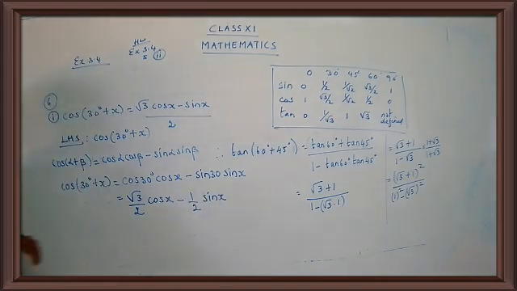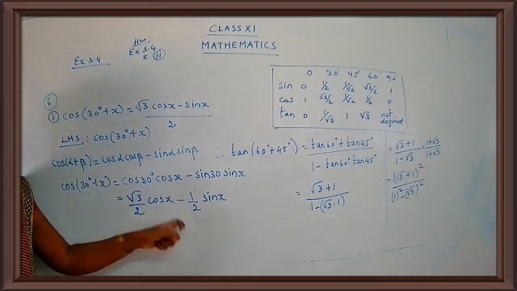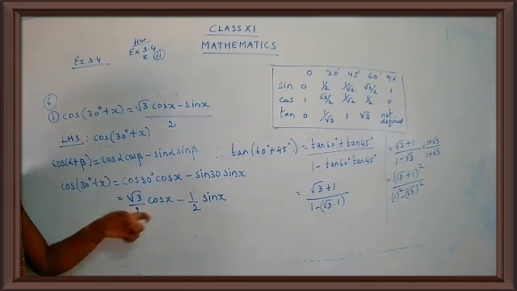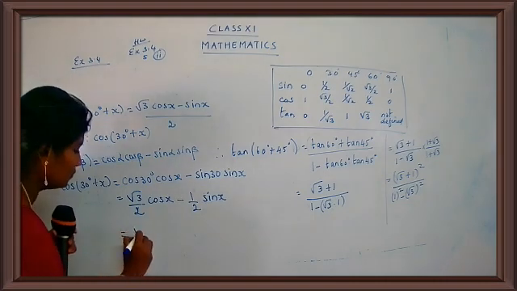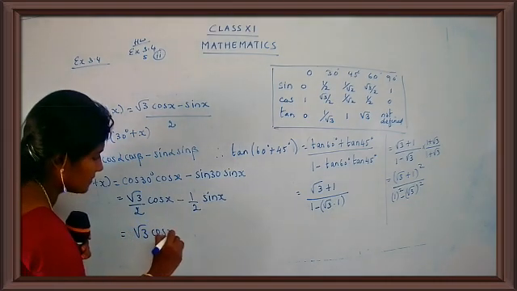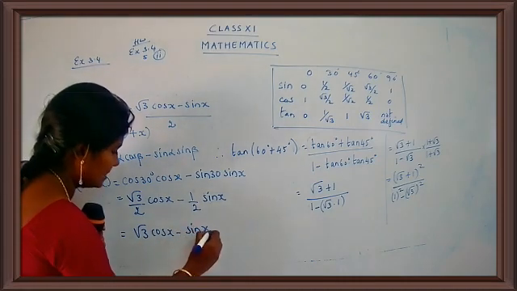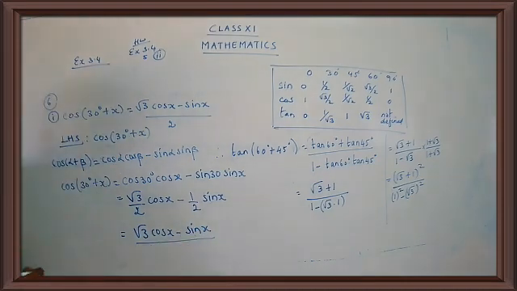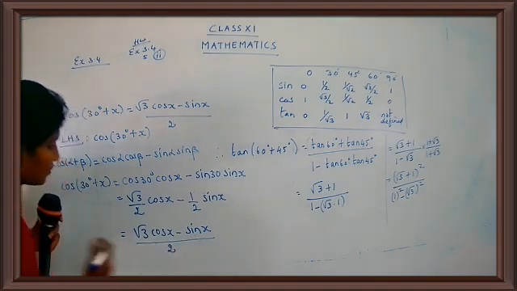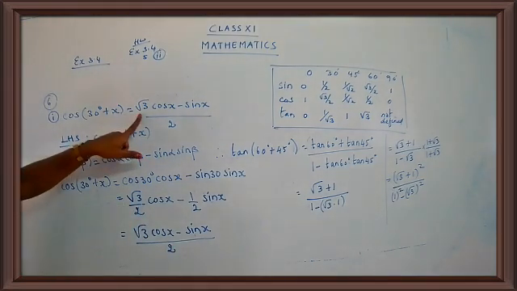What is the denominator, children? 2 and 2. So we can take the denominator common and write the numerator together. So what do you get? This is equal to root 3 cos x minus 1 into sin x. You can just put it as sin x. And what is the common denominator you have? 2. Yes. So this value is equal to the RHS value.